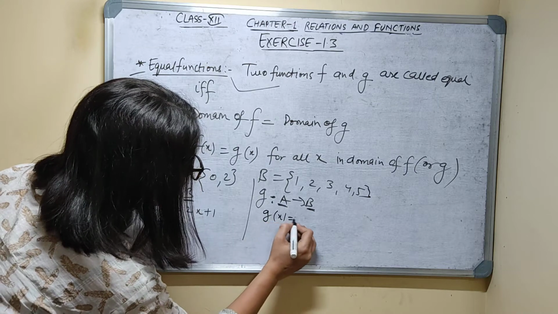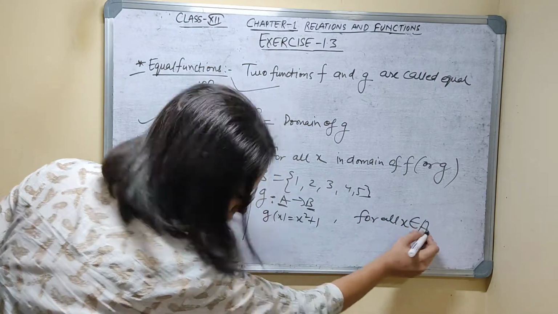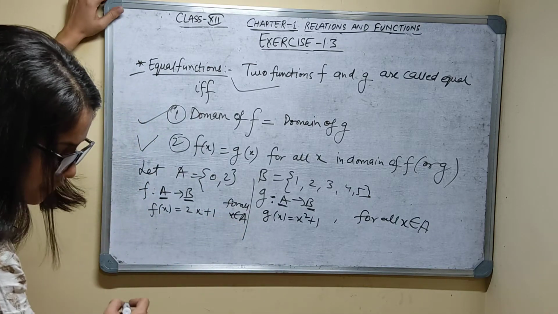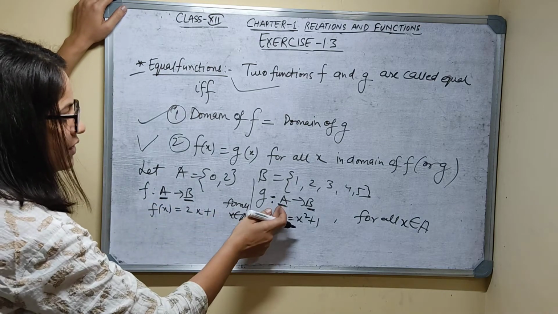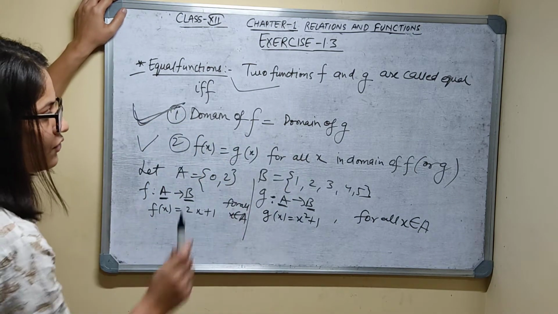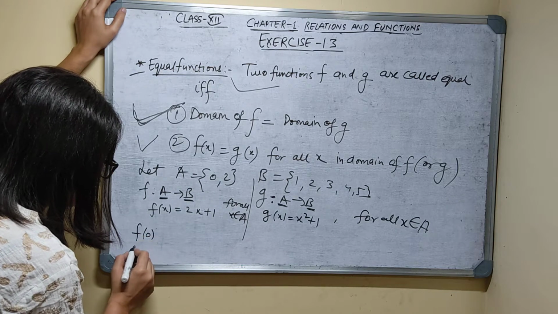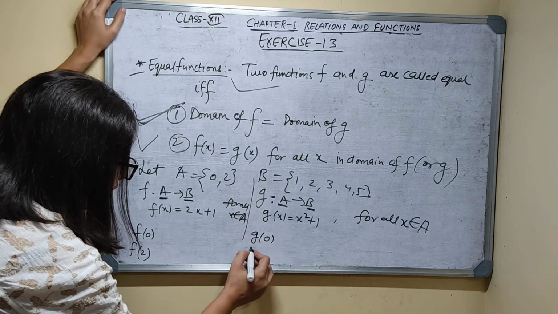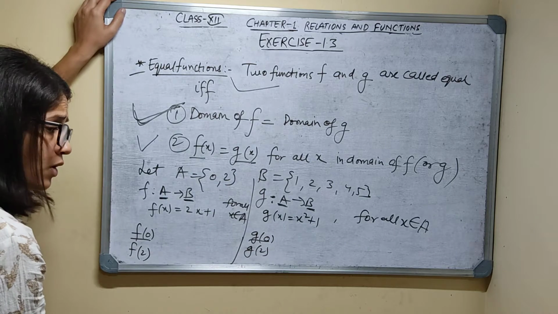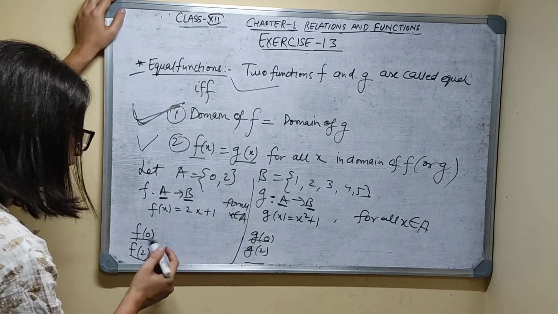It is given g(x) = x² + 1 for all x belonging to A. Here also, for all x belongs to A. So the domain of f is A, and the domain of g is A. Both domains are the same, so the condition is satisfied. Now we have to check whether f(x) is equal to g(x) or not. I will substitute x values from the domain. So I will calculate f(0) and f(2), and g(0) and g(2). If I prove that f(0) is equal to g(0), and f(2) is equal to g(2), it means f(x) is equal to g(x), so it will be an equal function. So I have to equate values.